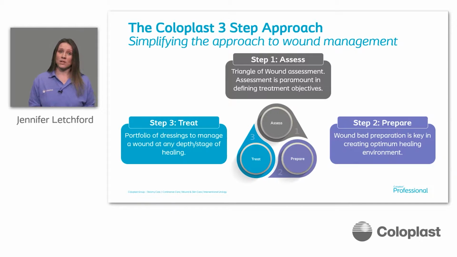Which leads me on to the Coloplast 3-step approach. And this is really there to try and help simplify our approach to wound management. So the first step in this process is to assess, and a really thorough, robust assessment will help us to help our patients. We then move on to step 2, which is to prepare our wound. And we want to be able to prepare the wound bed, edge and peri-wound skin and help to create the optimum healing environment. Step 3 is then our dressing selection or our treatment. And we want to be able to select a dressing that will help to manage those points that we've pulled out from our wound assessment.